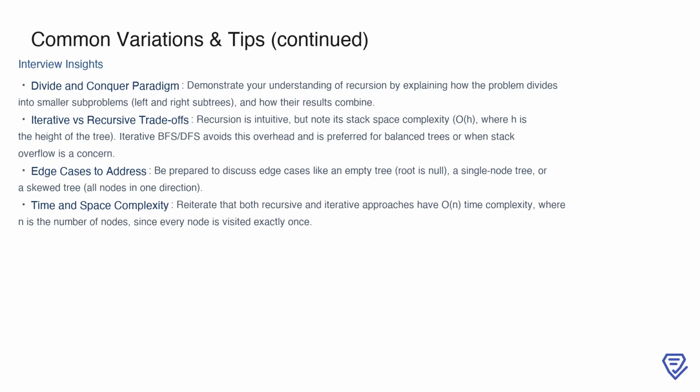Additionally, make sure to address edge cases during your explanation. These include an empty tree where the root is null, a single-node tree, or a highly skewed tree where all nodes are either on the left or right. Finally, reinforce your understanding of time and space complexity. Both recursive and iterative methods have a time complexity of O(n), where n is the number of nodes, as every node is visited exactly once. However, the space complexity can vary depending on the approach used.